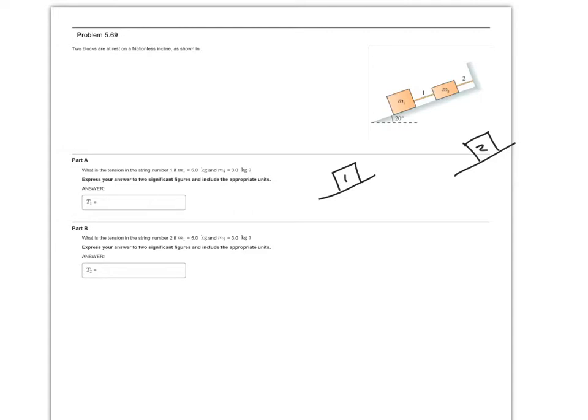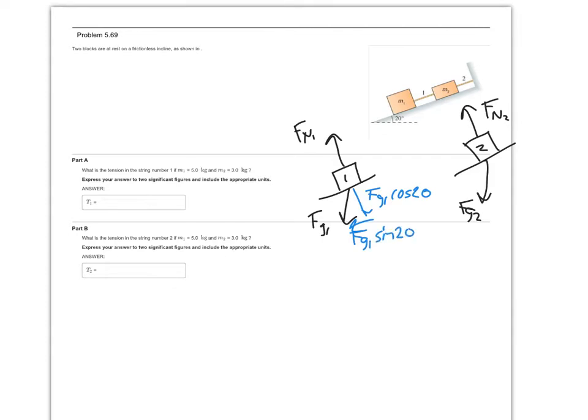Moving on to my next one, I'm going to start with my free body diagrams once again for these two blocks that are sitting on an incline. For each of them, we're going to have a normal force. I'm going to call them Fn1 and Fn2 just to distinguish. We're also going to have a force of gravity, Fg1 and Fg2, which we of course will break into x and y components. So Fg1 cosine of 20, Fg1 sine of 20, and then same thing for Fg2: Fg2 cosine of 20 and Fg2 sine of 20.